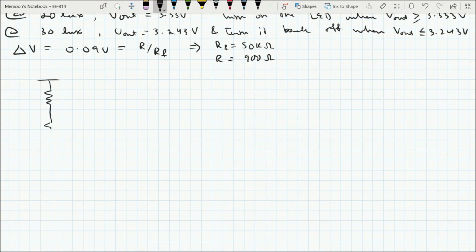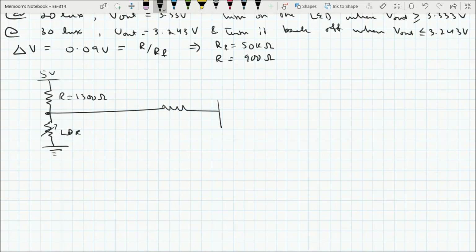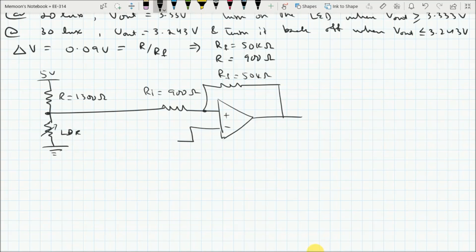Here you have your potential divider. This is your LDR. This is R fixed, that is equal to 1300 ohms with a 5 volt supply, and this is going through an input resistor to a hysteresis comparator's positive input. The negative input is connected to the reference voltage. We'll come back to that. Ri is equal to 900 ohms, and here we have a feedback resistor Rf that is equal to 50 kilo ohms, and here we are getting our V out that is connected to an LED light.